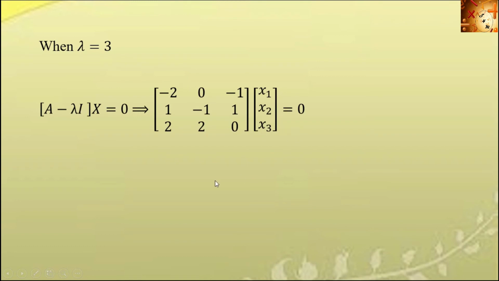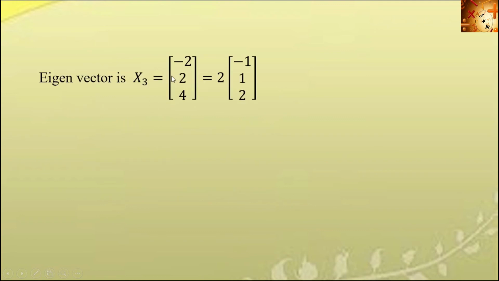Next, lambda equal to 3. The corresponding matrix is like this. By this method we have x1 divided by minus 2, minus x2 by minus 2, x3 by 4. So x1 equal to minus 2, x2 equal to 2, x3 equal to 4. Then our third eigenvector will be minus 2, 2, 4. Here 2 is a common term, 2 into minus 1, 1, 2. So x3 equal to minus 1, 1, 2. So these are the three linearly independent eigenvectors of this corresponding matrix.